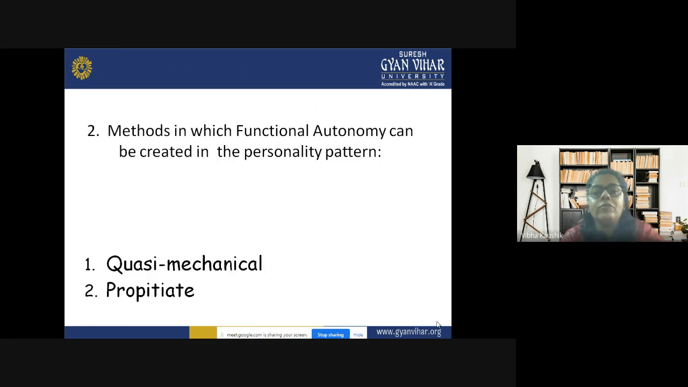Methods in which functional autonomy can be created in the personality pattern. The first one is quasi-mechanical and the second one is propriate.